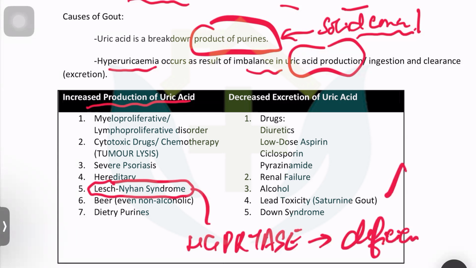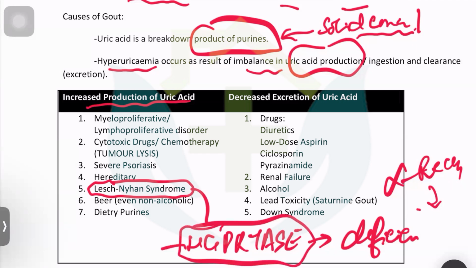See, it is an X-linked recessive disease. So the gene is deficient, thereby the enzyme is not formed, leading to accumulation of uric acid. Are you getting it? Yes, sir. Now you have to understand that this is a complete deficiency.